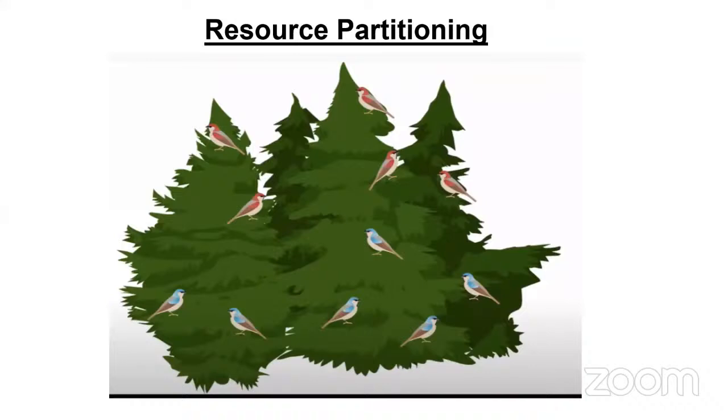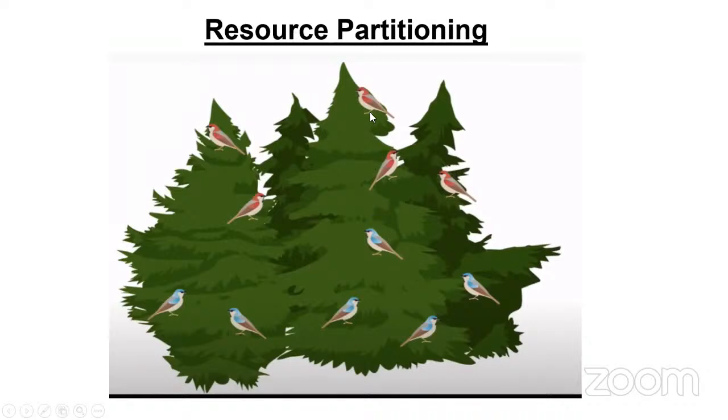So, in order to survive in that condition, what needs to be done is resource partitioning. Resource partitioning is nothing but the division of resources between the different species. It can be more clearly understood from the example shown here. Now, the two different species of birds can be seen occupying different regions of the same tree.